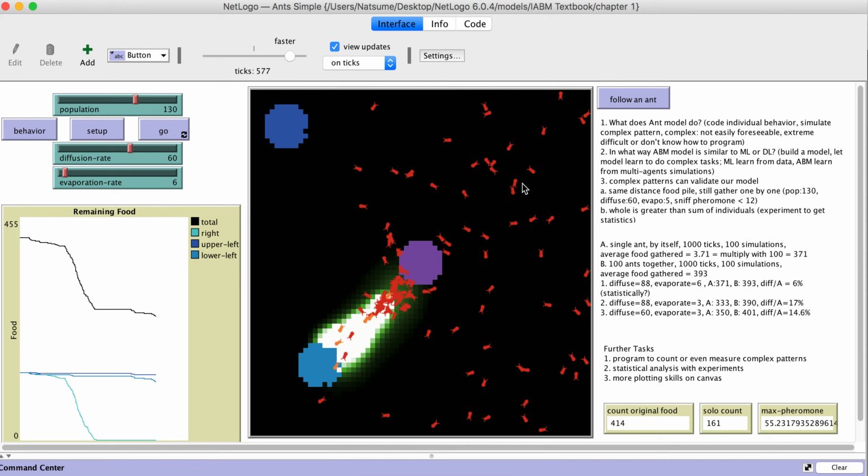We consider that something we cannot easily foresee is complex. And another understanding of complex is that it's very difficult to program. Sometimes a pattern, like the one we just described, is too difficult to program. We don't even know where to start programming the ants' behavior in order for the whole ant colony to behave in the way biology suggests. So that is how I understand complex.